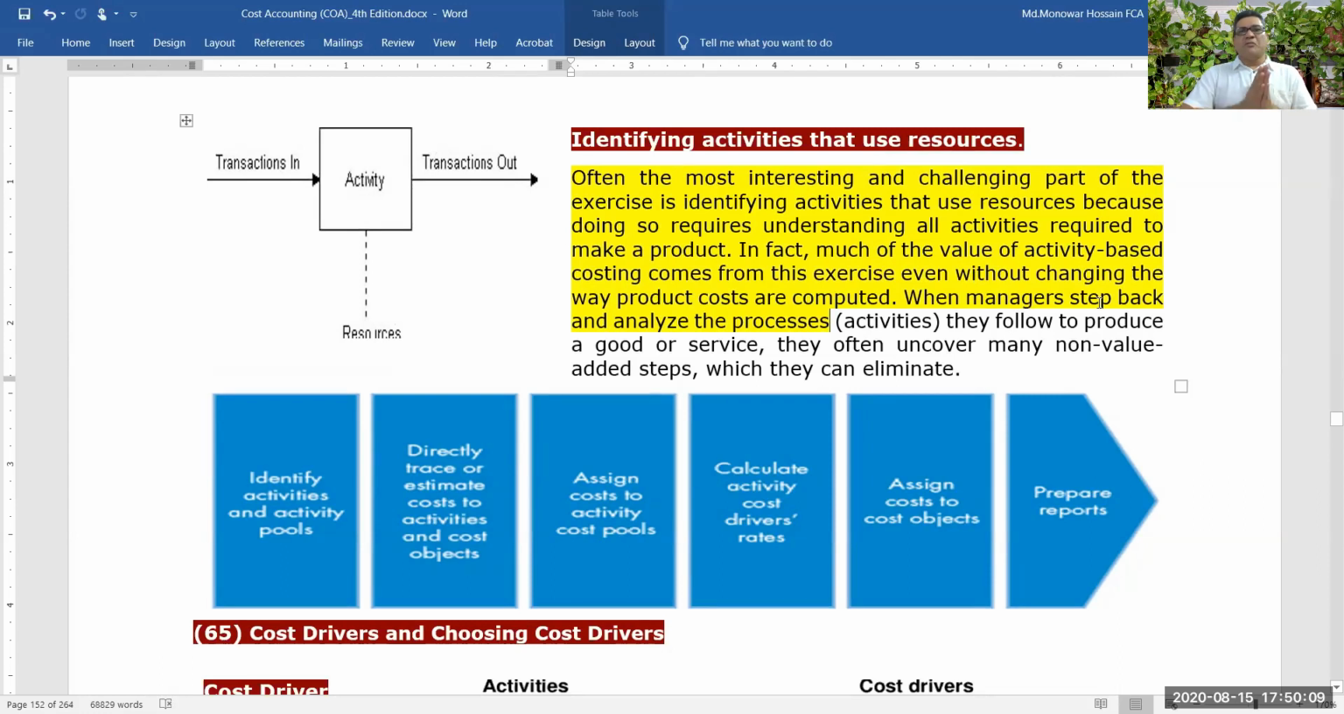So often the most interesting and challenging part of the exercise is identifying activities that use the resources, because doing so requires understanding all activities required to make a product. In fact, much of the value of activity-based costing comes from this exercise, even without changing the way product costs are computed.